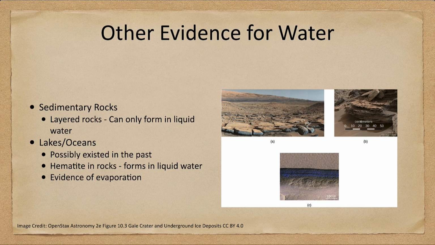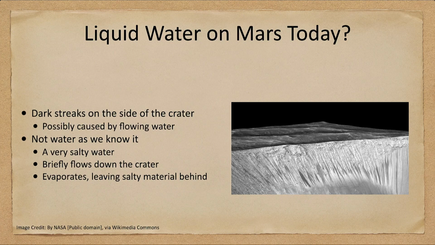But what has happened to that and what's going on today? Is there any liquid water left today? Well, I've already told you there really can't be any liquid water as we see here on Earth. However, we do note craters like this one with dark streaks down the side, which could be caused by flowing water. However, it is not water as we know it. It would be a very thick, briny water.